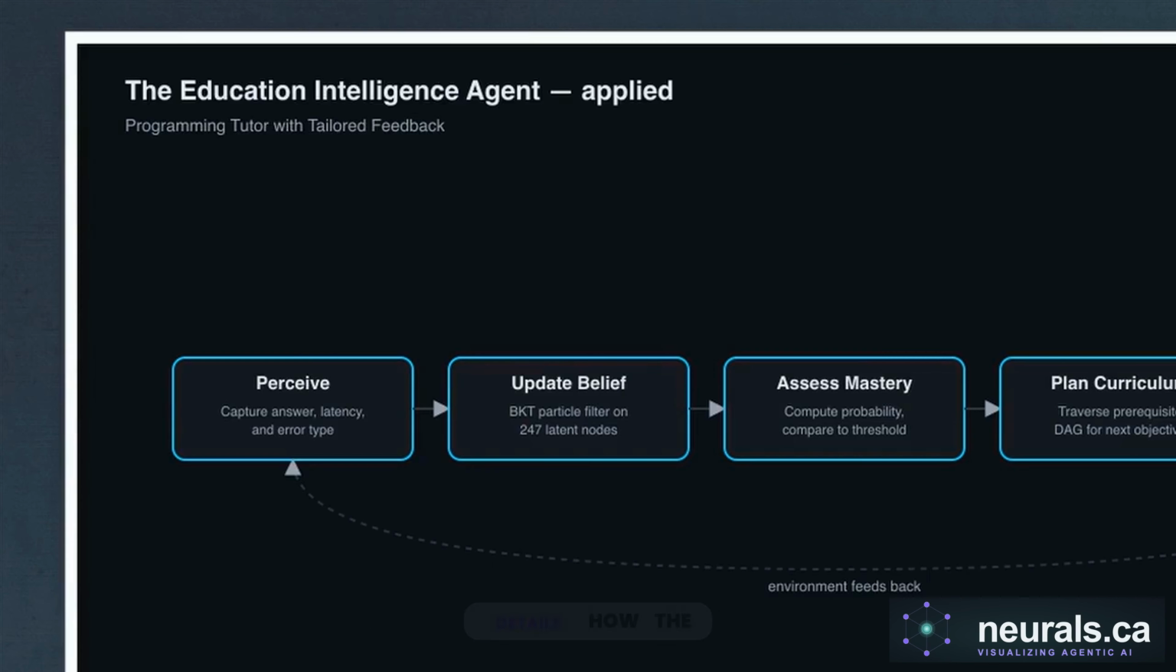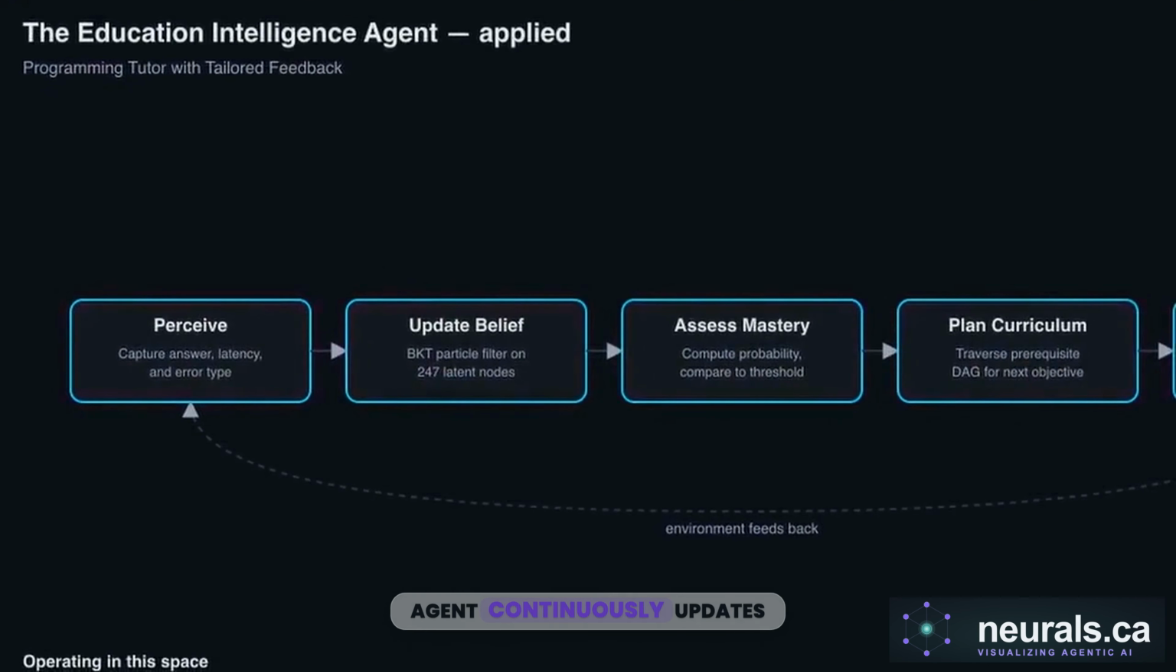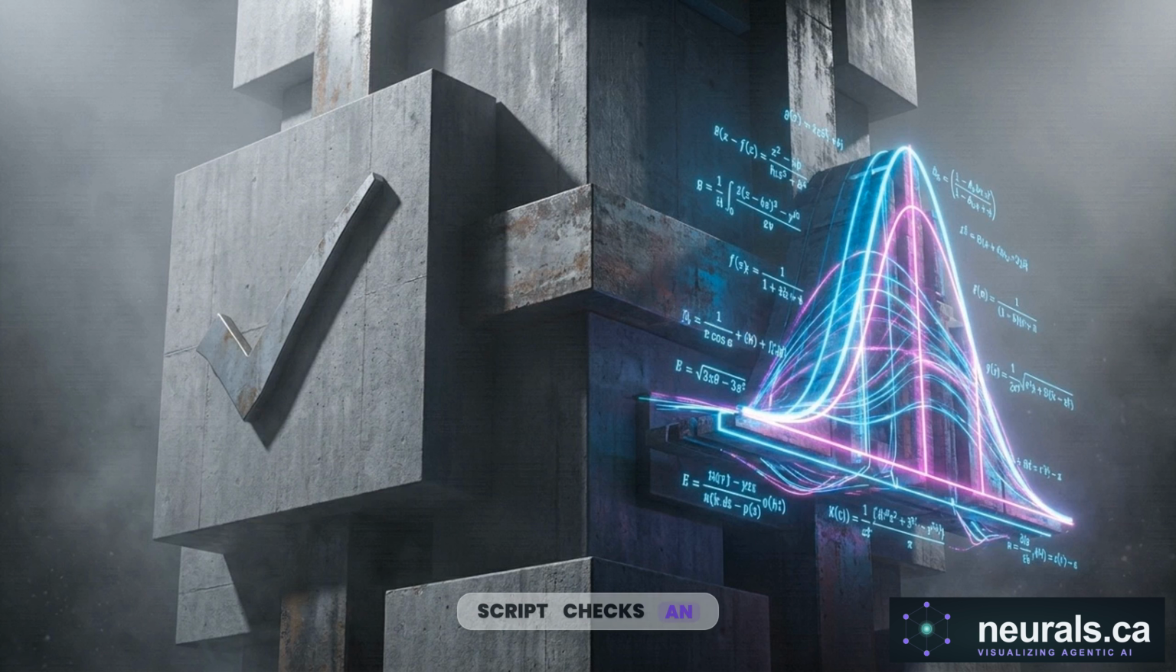This schematic details how the agent tracks that evidence. It runs a Bayesian knowledge tracing particle filter over 247 latent nodes. As the student works, the agent continuously updates a dense mathematical belief state for every single concept. A basic grading script checks an output and moves on. An intelligence agent maintains the capacity for mathematical doubt.